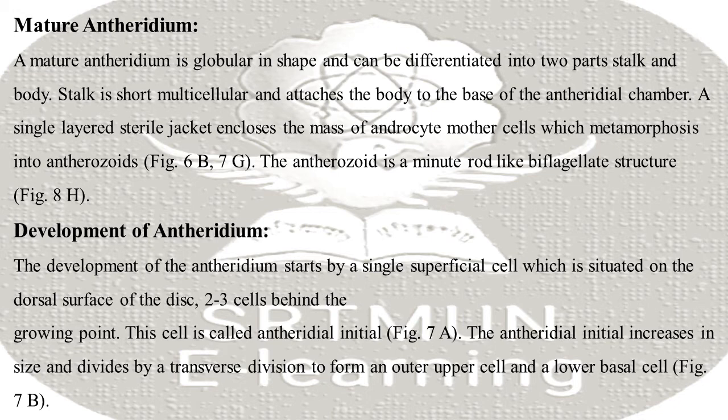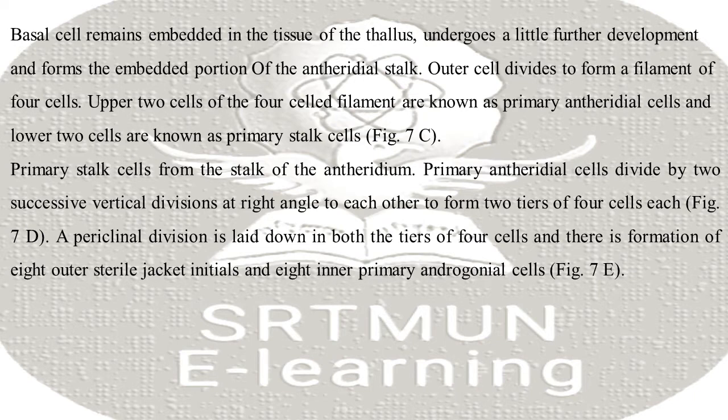Now, next point, development of antheridium. The development of the antheridium starts from a single superficial cell which is situated on the dorsal surface of the disc, 2 to 3 cells behind the growing point. This cell is called the antheridial initial. The antheridial initial increases in size and divides by a transverse division to form an outer upper cell and a lower basal cell. Now, the basal cell remains embedded in the tissue of the thallus, undergoes further development and forms the embedded portion of the antheridial stalk.